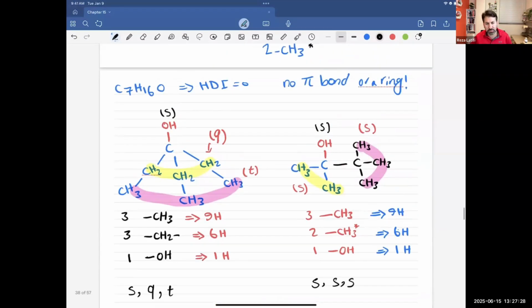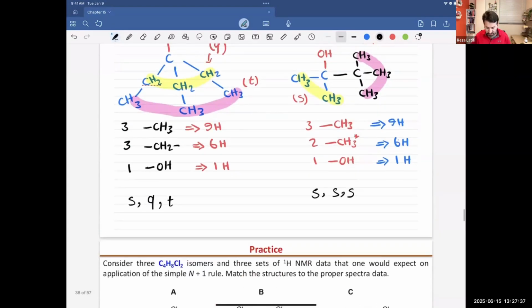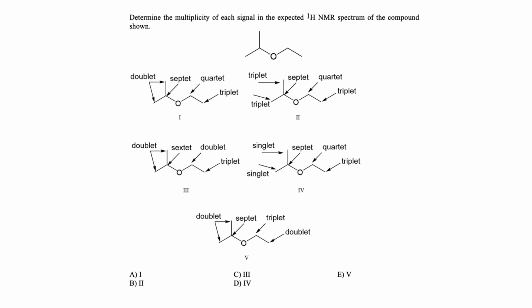And now I go back to the pattern that I have. I have 1 singlet. That's true. And next I have 1 triplet and 1 quartet. And that's matching the first structure. So I see a singlet, a quartet, and a triplet, and so I'm going to say the one on the left is the correct answer.